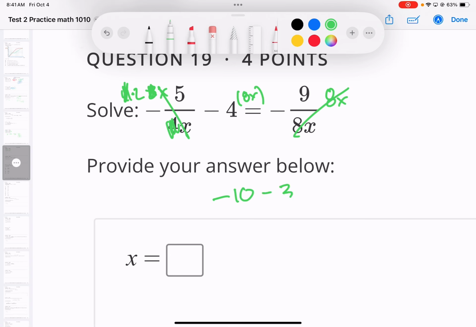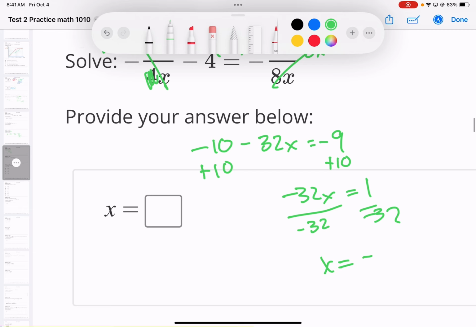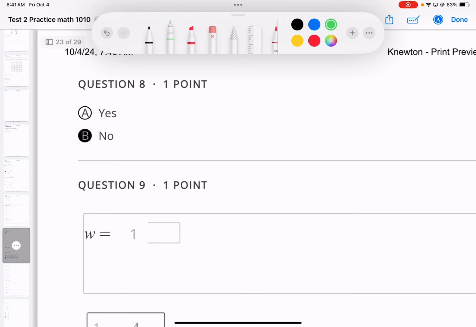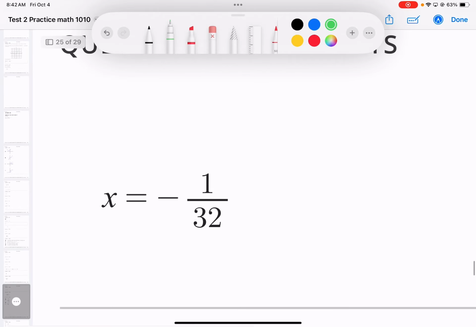So I got a negative 10 and then minus 32x equals a negative 9. Plus 10, negative 32x equals 1. Divide by negative 32. X equals negative 1 over 32. Just 19. Cool.